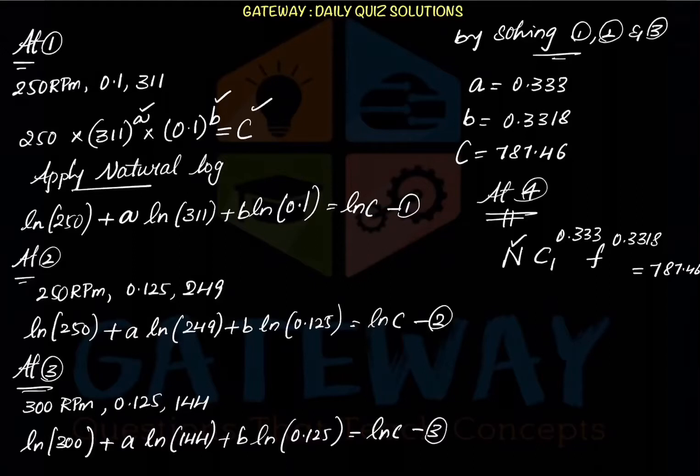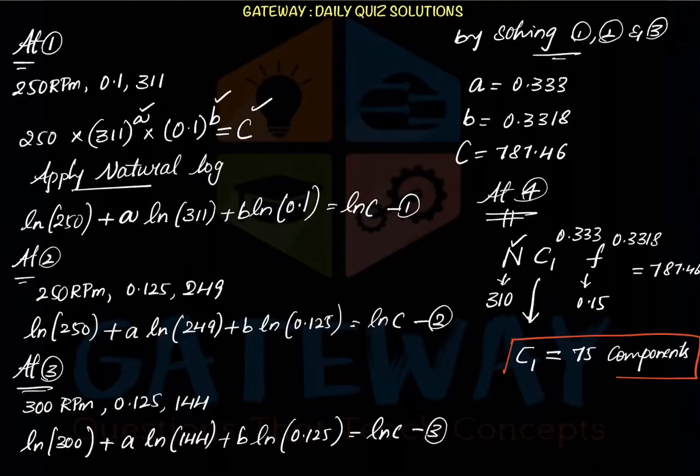N was given in the question as 310 rpm, and F was given in the question as 0.15 mm per revolution. We need to calculate the value of C1. So once we substitute the values, we get the value of C1 as close to 75 components. So with that condition we can produce 75 components. Okay, and this is our solution to this question.